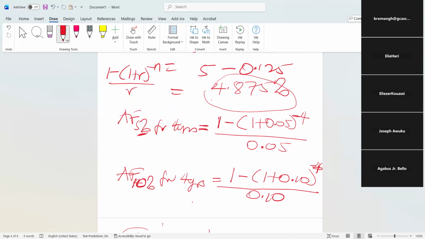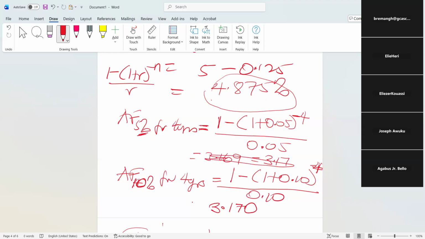I have the second one now. For the 10%, I had 3.1698. Yes, 3.169, so that is why we approximate it to 3.17. Is that 3.1617 for the 10%? Yes, it is 3.1617, so we approximate it to 3.170, right?